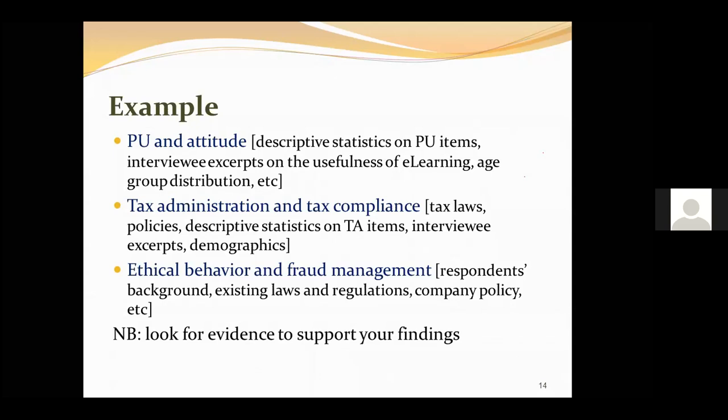Look at existing laws, the regulations, company policies, etc. Interrogate your data. Get outside the box of saying there's a positive and significant relationship. Go beyond this and provide meat. Provide meat and come up with that delicious meal, okay? Look for evidence to support your findings.